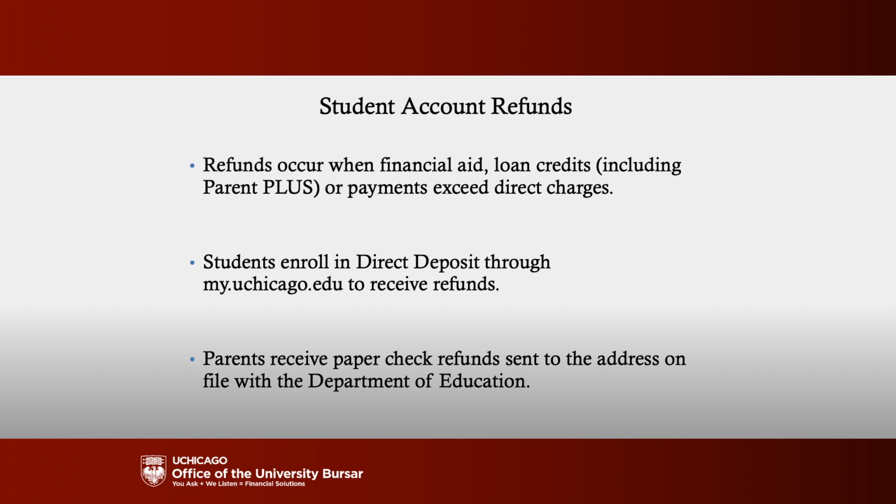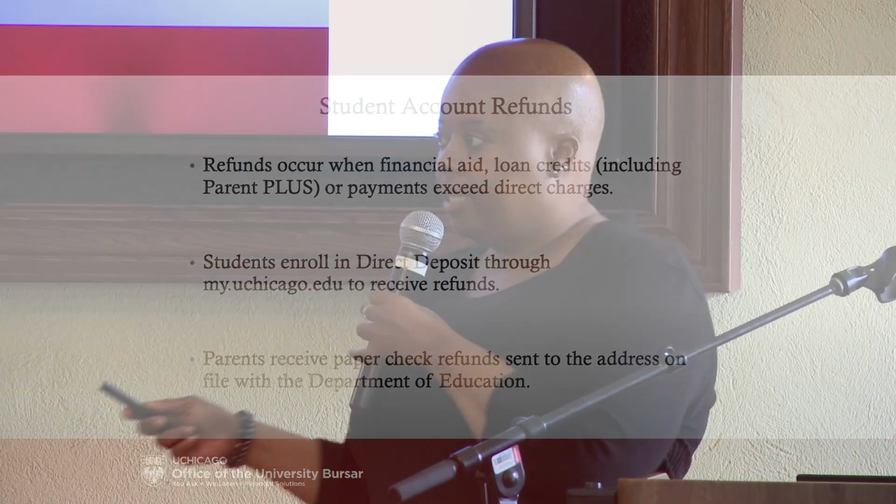You'll get it much faster than the mail process. And with our refund system, once a refund is processed, you'll get an automatic email alert, and you'll have 24 hours to make any changes to how you want to receive your refund.